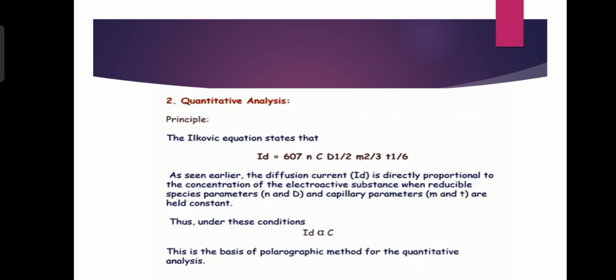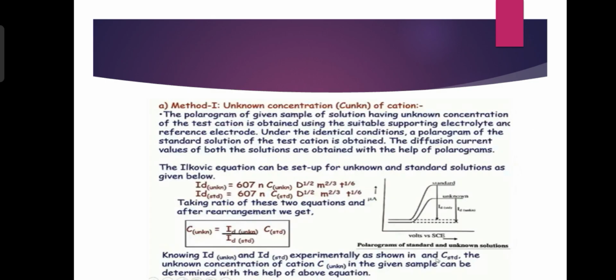So if we keep all these constant except concentration, the diffusion current is directly proportional to our concentration. So we can easily find out by taking 2 or more sample solutions. We can find the concentration of an unknown substance with respect to the concentration of another electrolyte. So there are methods.